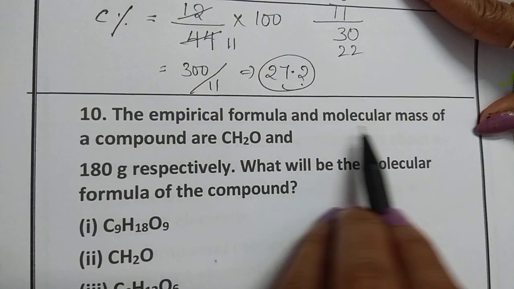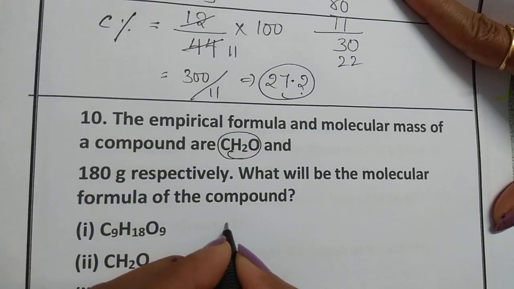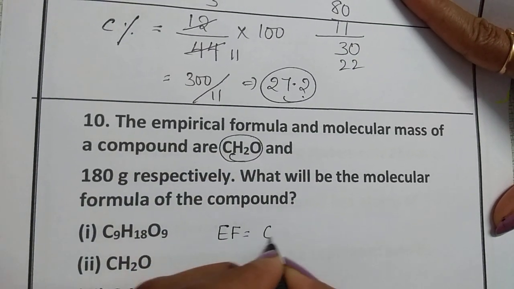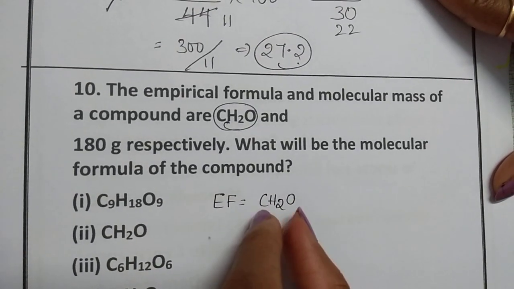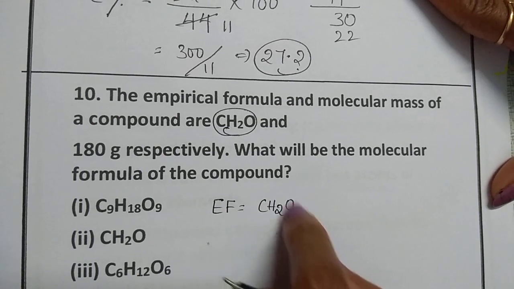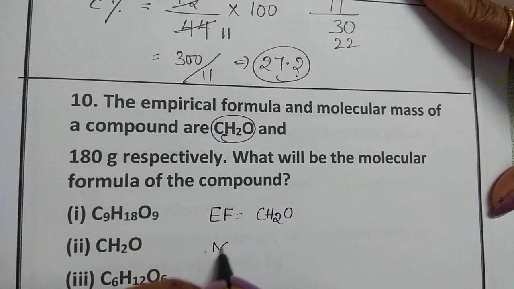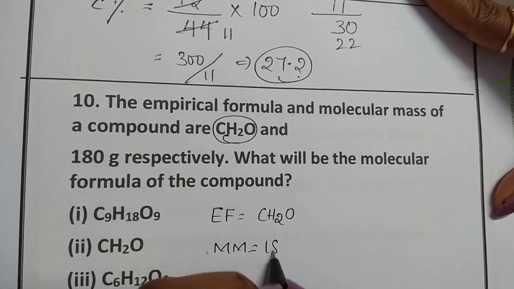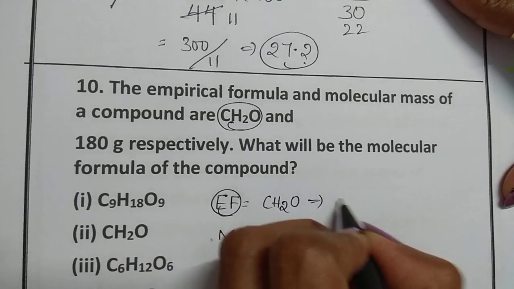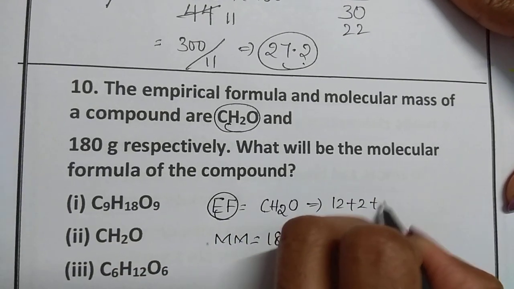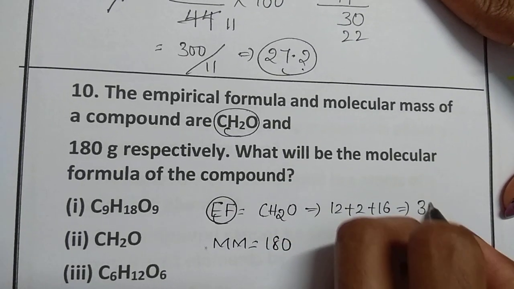Empirical formula and molecular mass of a compound are given. This is the empirical formula, CH2O. Empirical formula represents the simplest ratio of a molecular formula. And here molecular mass is how much? 180. Based on this empirical formula, you can calculate the mass: 12 plus 2 plus 16. Total it is 30.